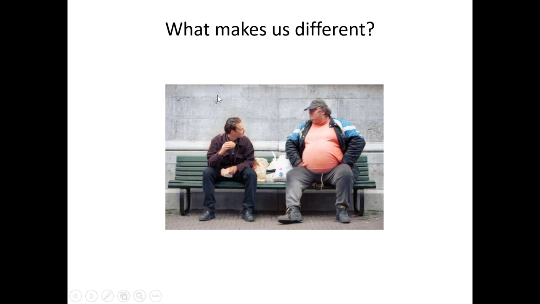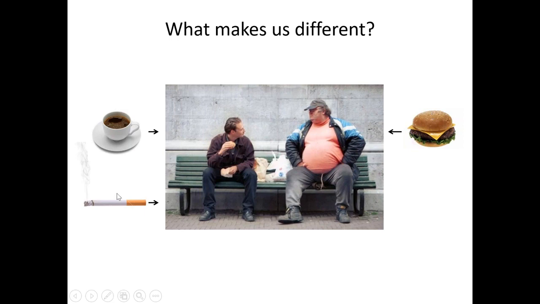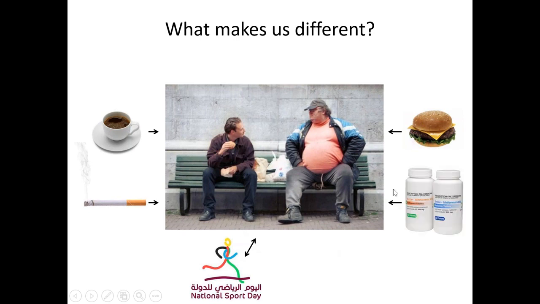So what makes us different? I think the question is always, why are some people getting diabetes while others don't? Although maybe the slim guy could be the one who might be eating a lot of hamburgers, while the other may be eating healthy, but he still gets diabetes. So the question is what it is. And of course, these are things like our lifestyle, what we eat, what we drink, whether we smoke, whether we do sports. This here is the logo from the Qatar Sports Day.